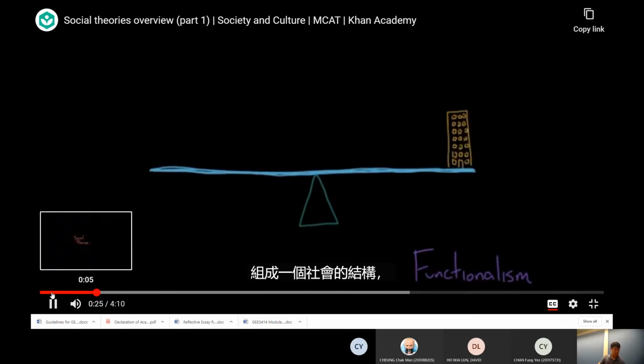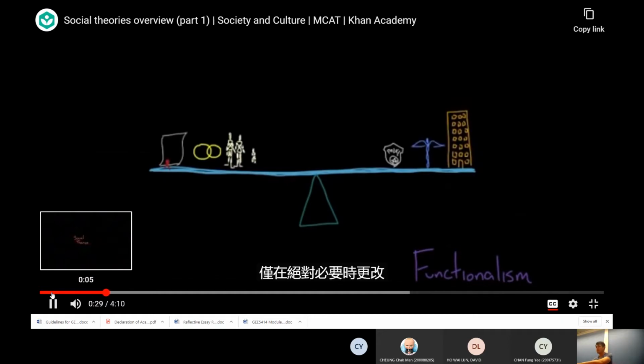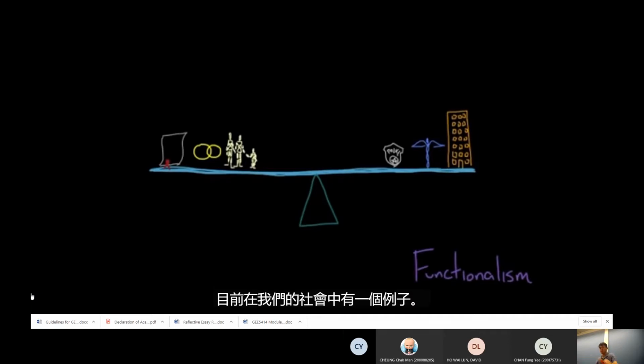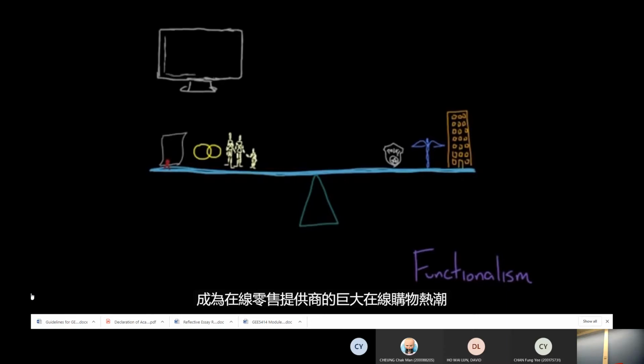The structures that make up a society, like institutions, will remain pretty constant and only change if absolutely necessary when the society loses stability. Remember that institutions are structures that fulfill the needs of society. There's an example of that in our society right now. The business institution has had to adapt to the huge online shopping boom.